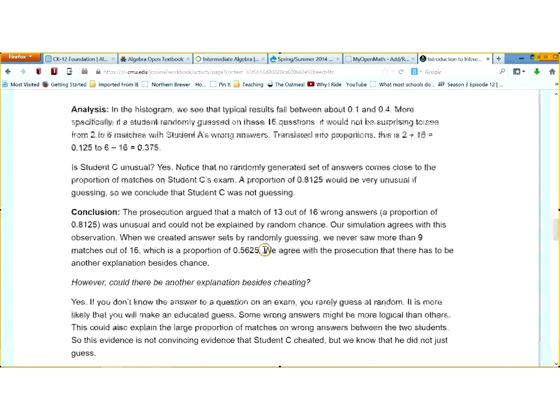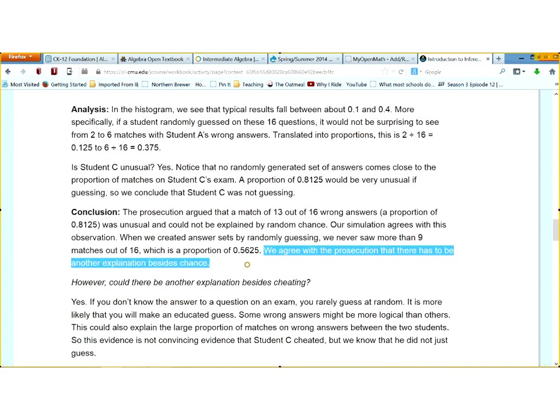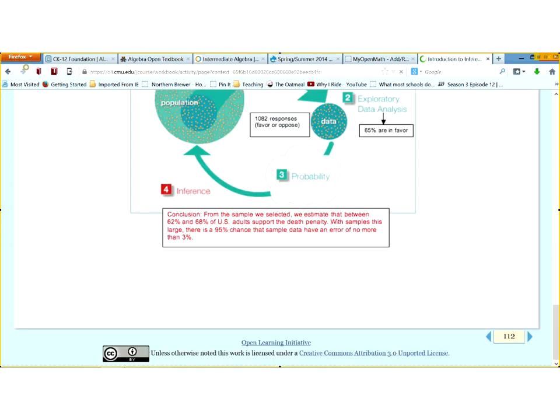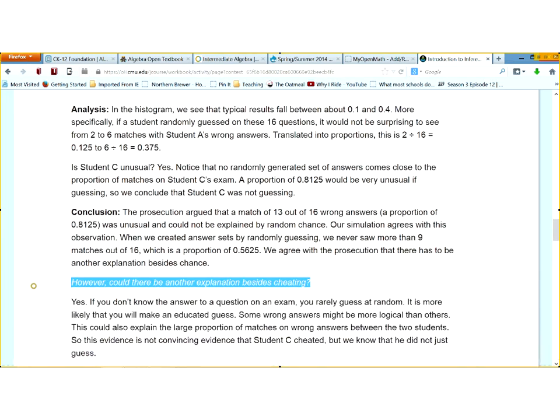So we agree that there has to be another explanation besides chance. But this is kind of neat right here. Sorry about that. I'll go back up to that. But could there be another explanation besides cheating?